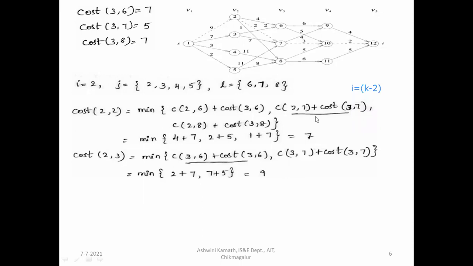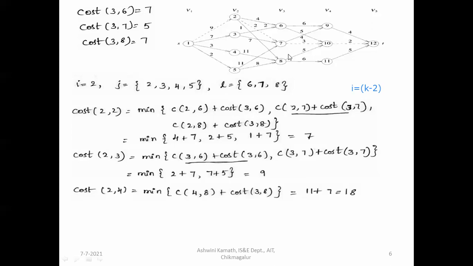Cost of 2, 3 is equal to the minimum of C of 3, 6 plus cost of 3, 6 and C of 3, 7 plus cost of 3, 7. From 3 only 2 vertices are connected, 3 to 6 and 3 to 7. For 3 to 6 the cost is 2 and for 3 to 7 the cost is 7. So 2 plus 7 and 7 plus 5, which is equal to 9. The minimum value is from the first vertex, that is from 3 to 6.